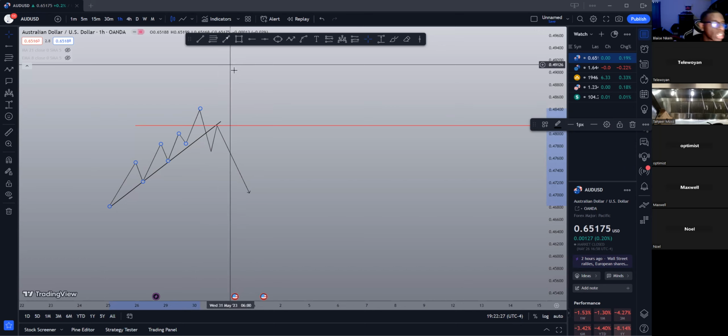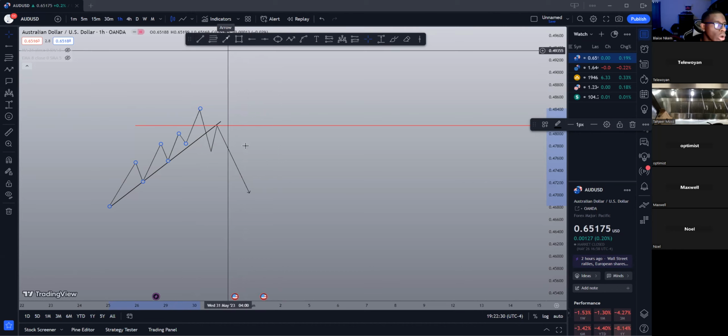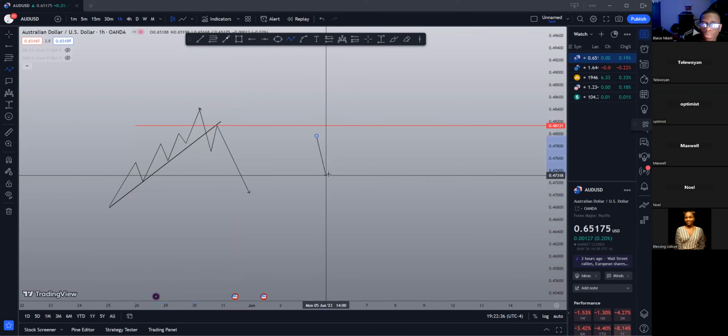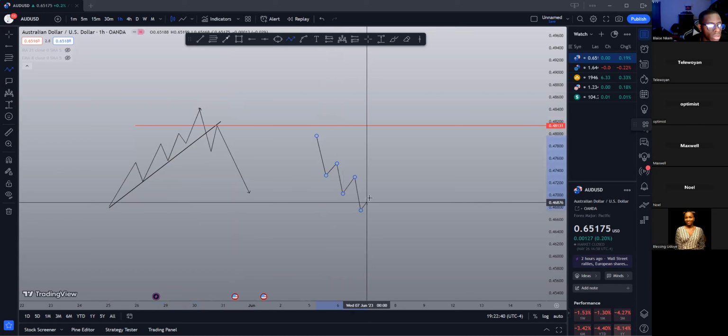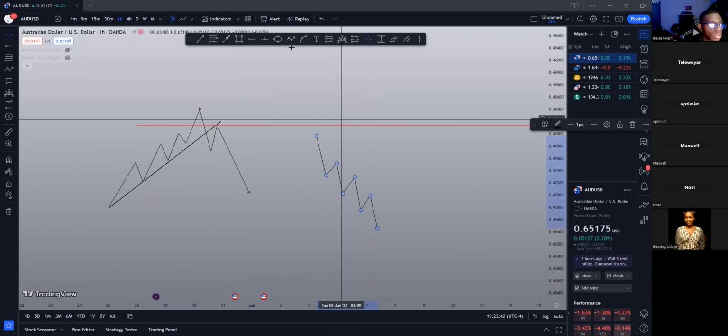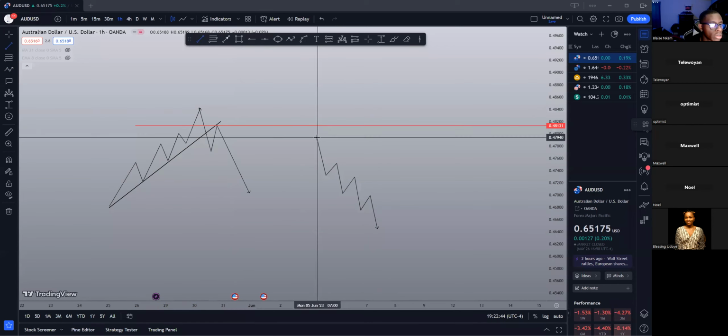So that's just like trend lines. You can have it for the downtrend as well. The same thing, you just put the trend line at the top, just like that.